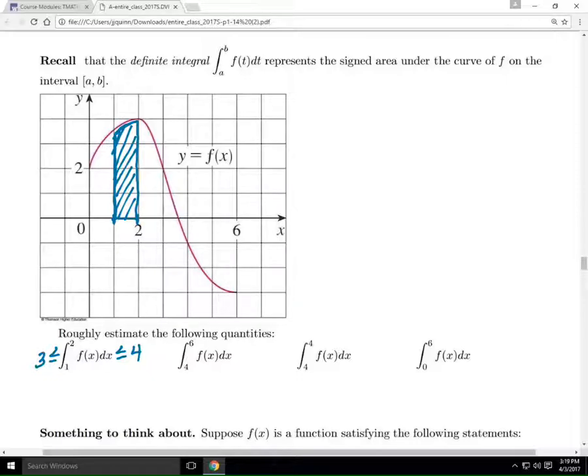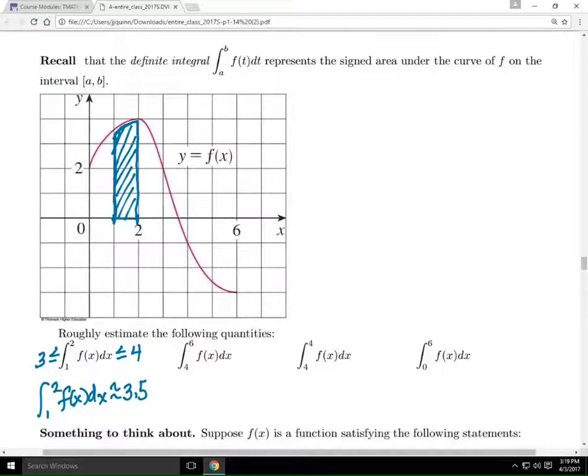Now, if you want to make a better approximation, you can say, oh, look, this top square really, it's about half or 3/4. You don't have to be too terribly accurate. But I'm going to say that the definite integral from 1 to 2 of f of x dx is about 3.5. Okay, 3 3/4 would probably be a little bit better, but good enough for now.